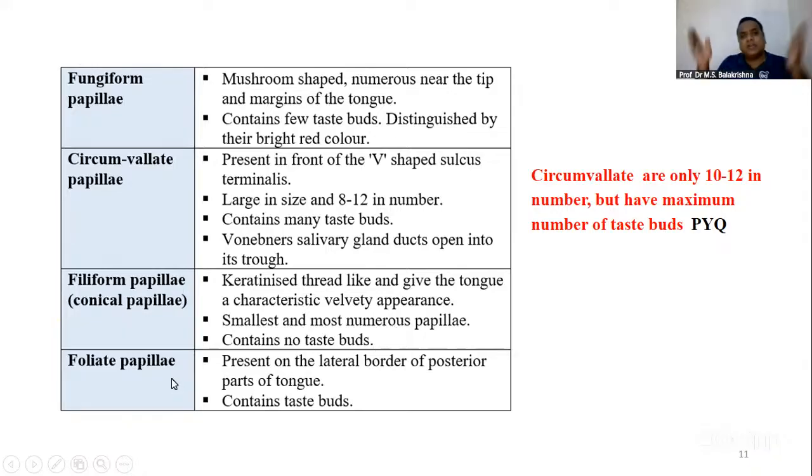Foliate papillae are on the lateral border of the part of the tongue, contains taste buds, but it is very negligible. So foliate papillae are generally not considered as taste buds, but it is included in that. So please understand that. So one PYQ, circumvallate papillae are only 10 to 12 in number, but have maximum number of taste buds. So inside that circumvallate, circum means circumference, 2 rings will be there. So there will be lot of taste buds inside one circumvallate papillae. Next question.